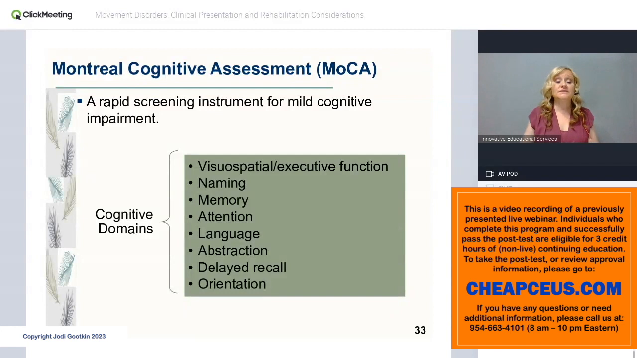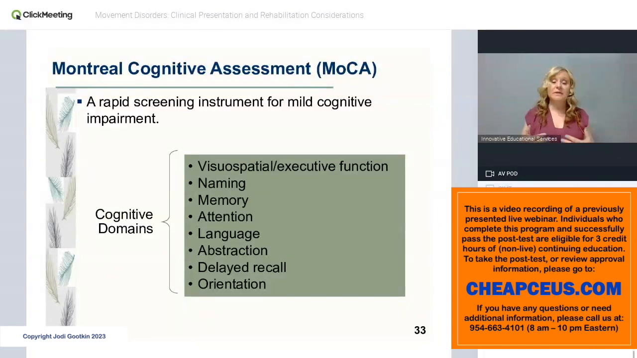So the Montreal Cognitive Assessment includes those quick assessments on attention, memory, recall, naming, things like that, to give you some information that you can then use to see how you need to modify your cues. How complex should I make that dual tasking activity that I'm going to do with the patient? Do they need cue cards in order to execute their activities of daily living? And then should I be using that when I'm doing training with that patient?